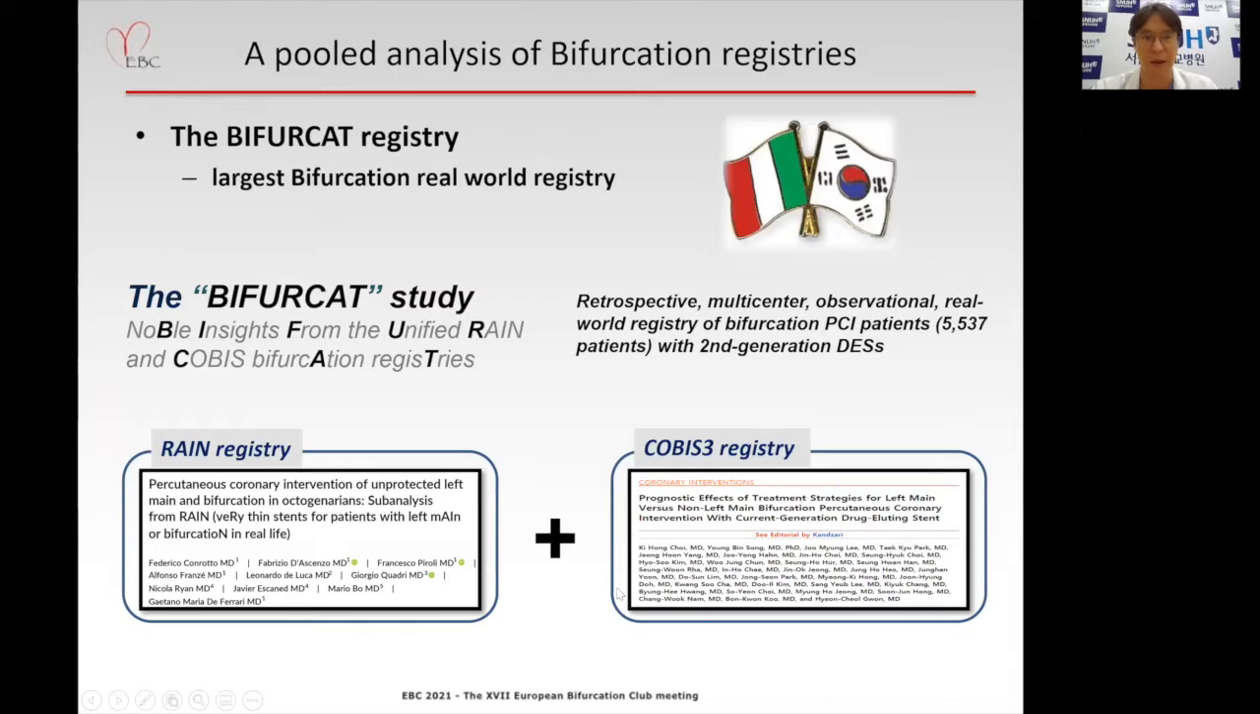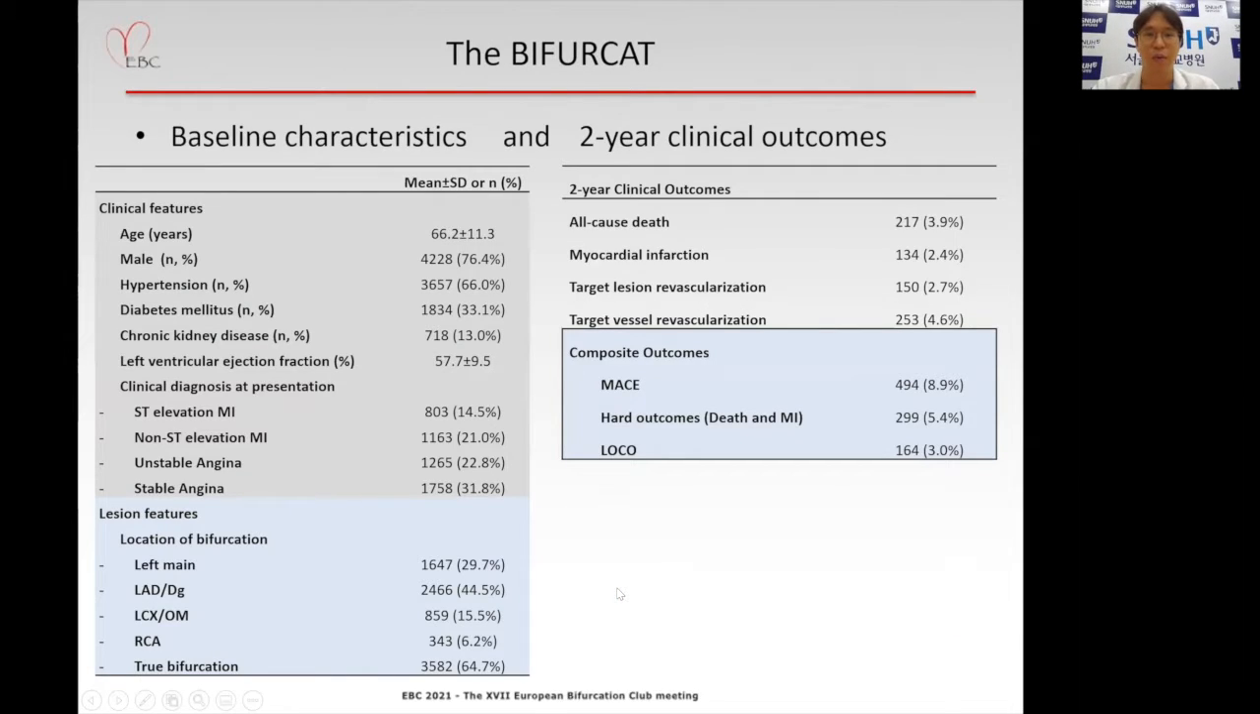Based on the BIFURCAT registry, among the 5,500 patients, the mean age was 66 years old, hypertension was in 66%, DM was in 33%, CKD was in 13%, and the LV ejection fraction was about 58. Regarding the location of bifurcations, around 30% were left main bifurcation lesions and 65% were true bifurcation lesions.